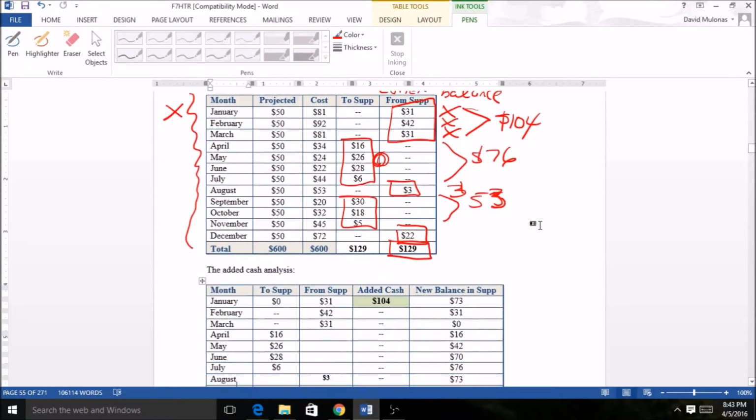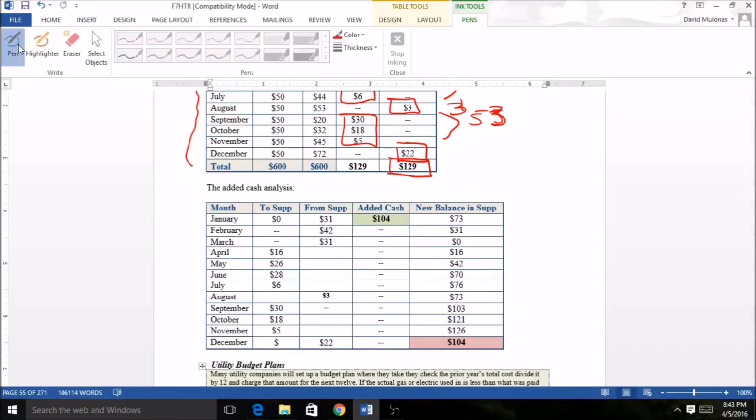So if we go down here a little bit, we have the added cash analysis. So right up front, we stick in this $104. And then the first month, as we already know, we're already taking money from that, which leaves the 73, and then we take here 31, and then we end up at 0. So this is exactly what we predicted.